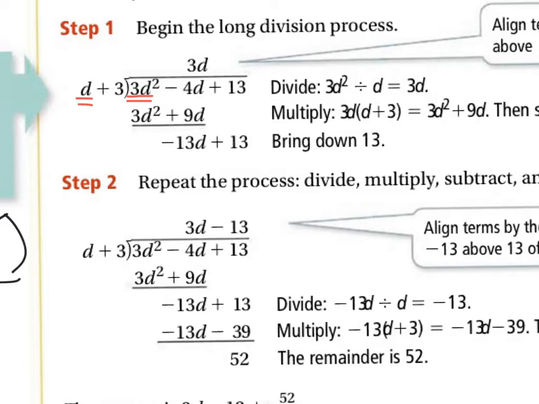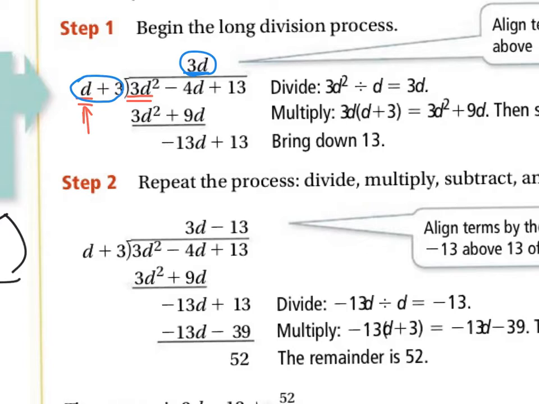A little different thought process here than just regular numbers, but basically think about d: what would I have to multiply d by to get 3d squared? And the answer would be 3d. So that's how they got the 3d up here. Okay, and then what we do is we multiply. So we're multiplying these together.